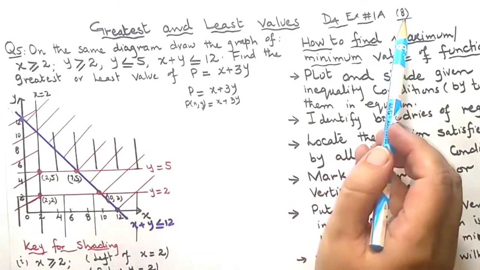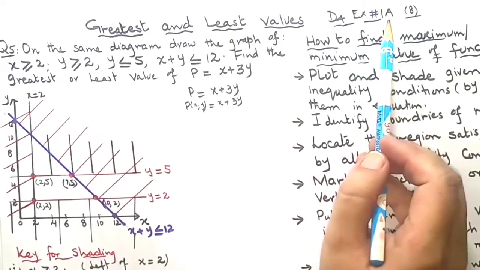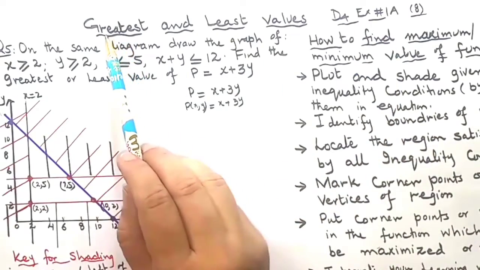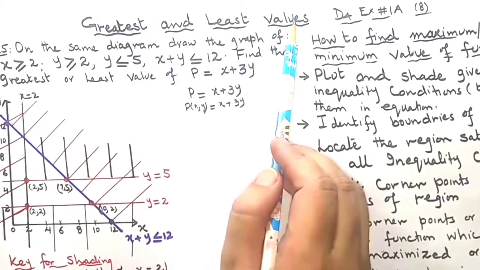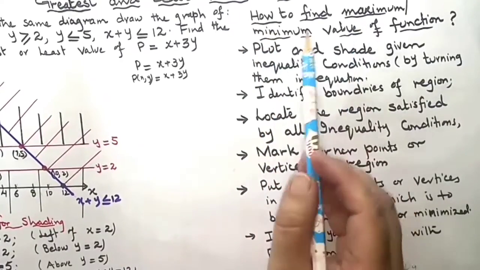This is my 8th lesson of D4 chapter number 1 exercise 1A. In this lesson I'll be discussing the greatest and least values of function. Before going to the question, there are some key points that we have to discuss.